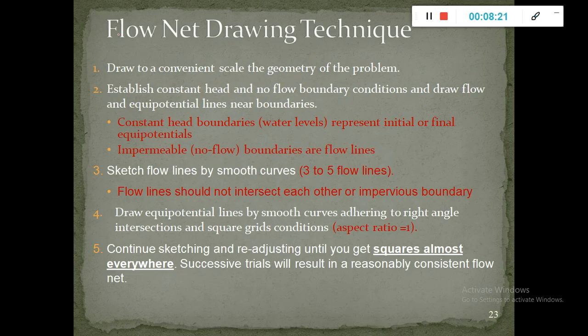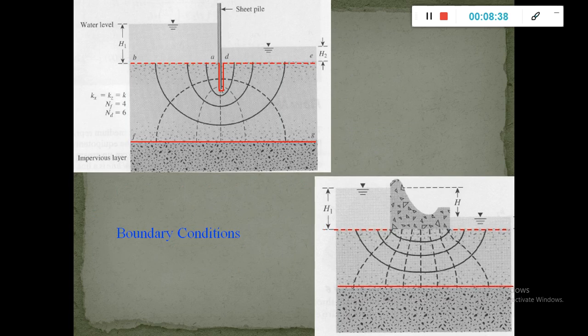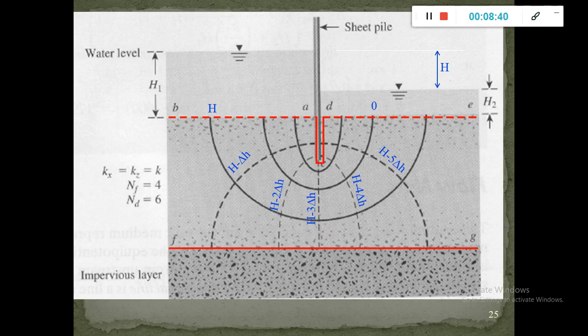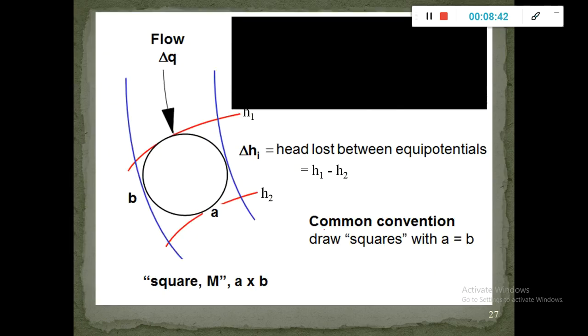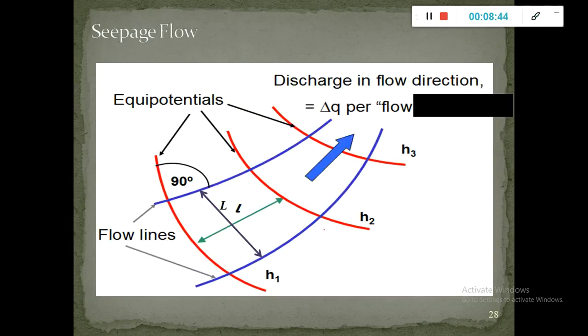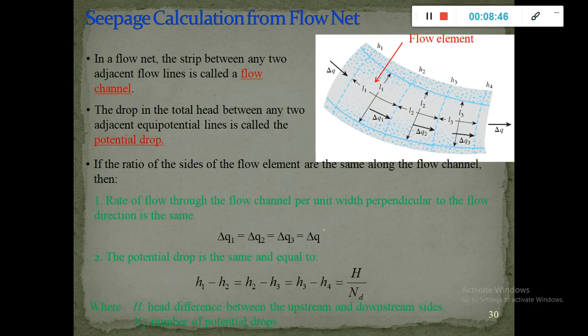So how to construct the flow net, the drawing techniques? Draw the convenient scale and geometry of the problem, establish the constant head and no flow boundary conditions, and draw flow and equipotential lines near the boundaries. So there are several rules for constructing the equipotential lines. Then this part is not important.